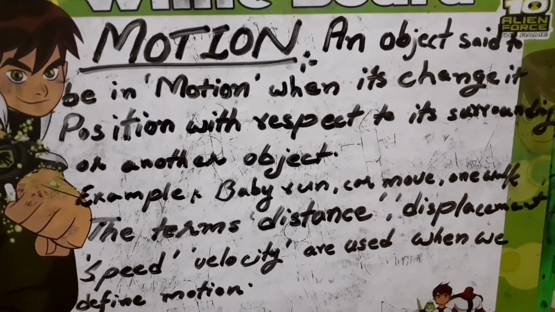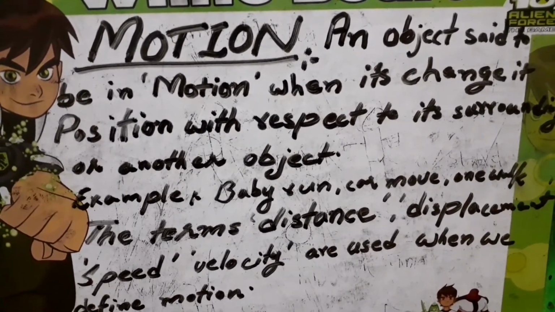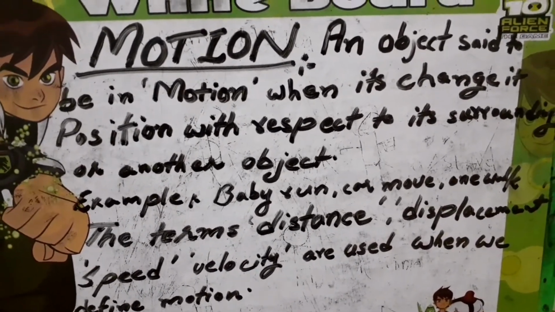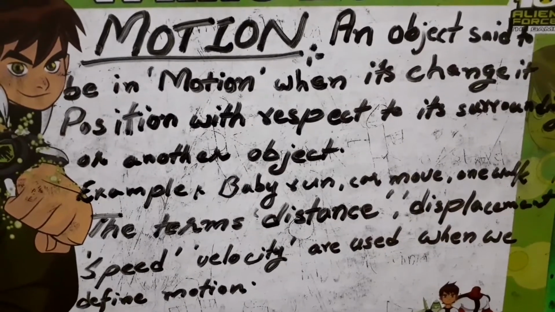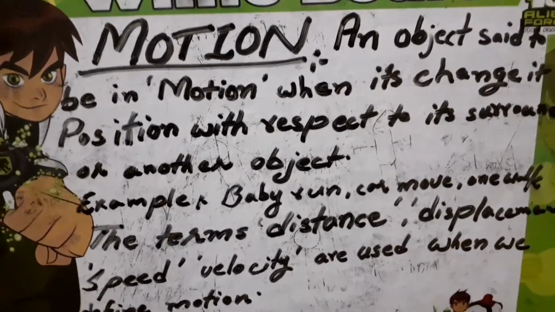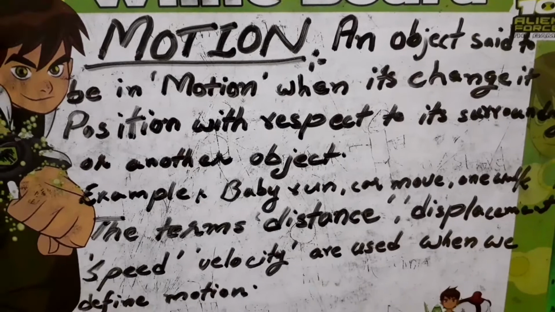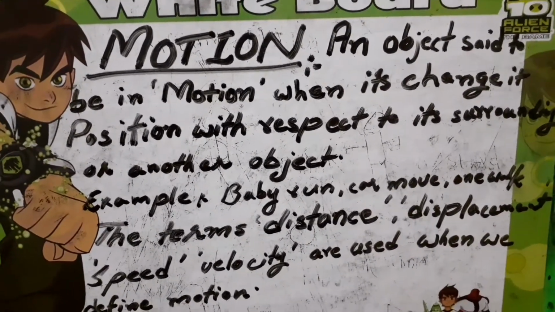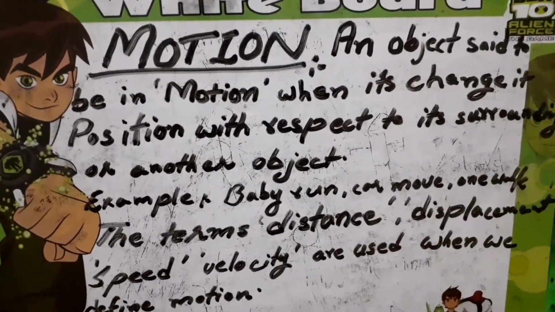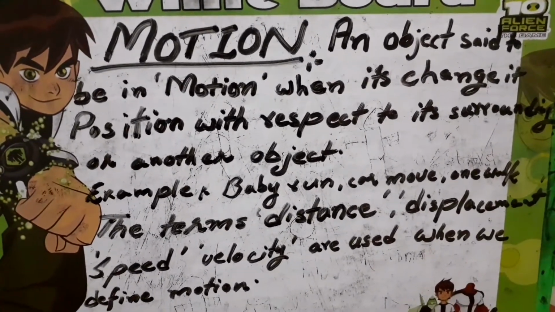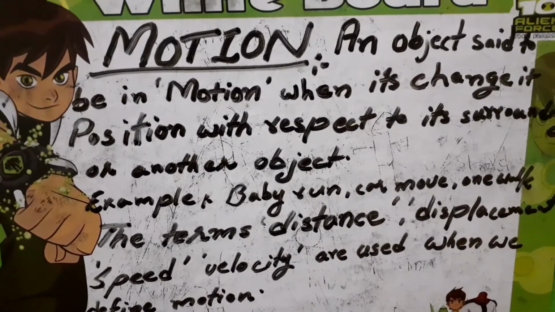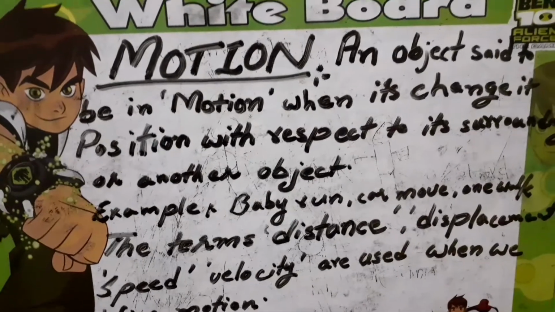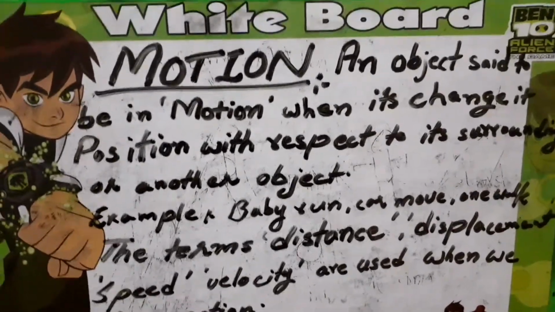Motion is the changing of position of one object with respect to its surrounding objects with time. Examples of motion are babies running, cars moving, walking, the movement of vehicles, or the movement of animals. There are a lot of examples of motion.